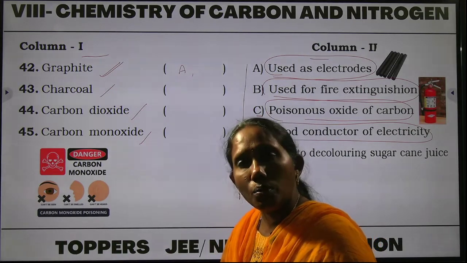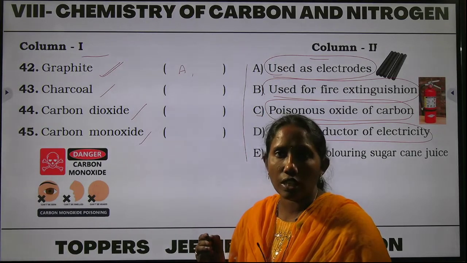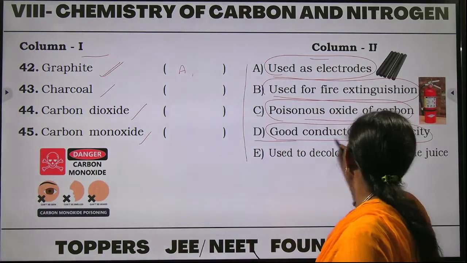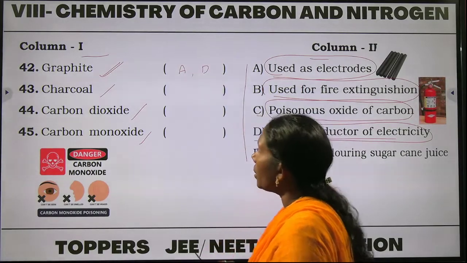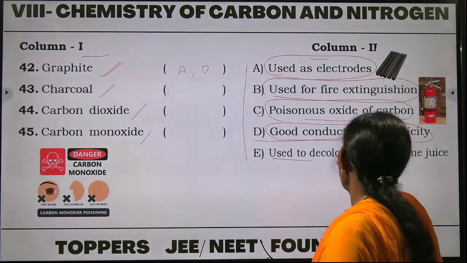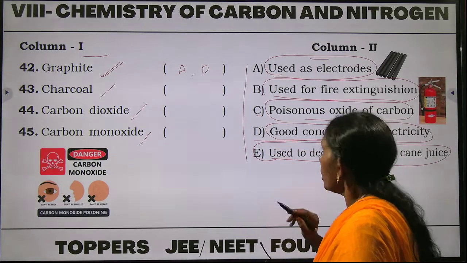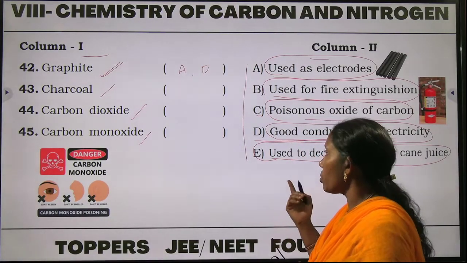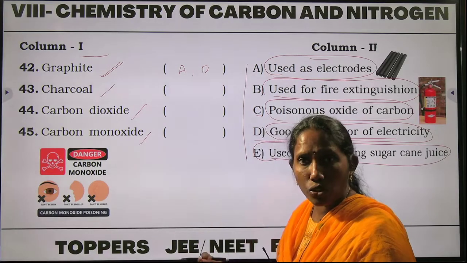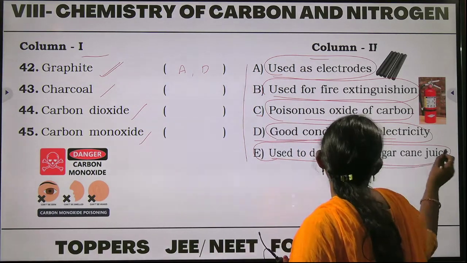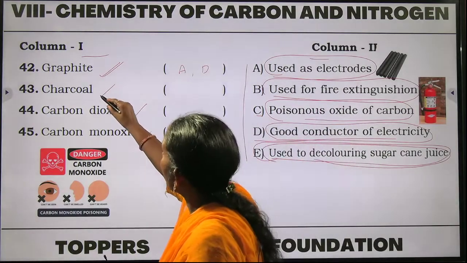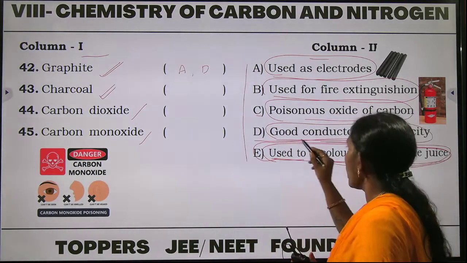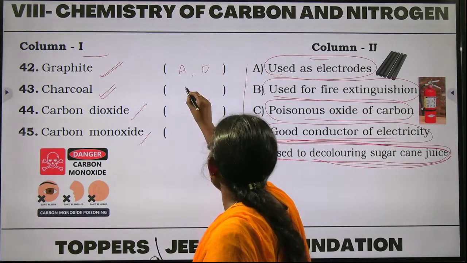Diamond is also an allotrope of carbon, but diamond doesn't have any free electrons in its structure, so it does not conduct electricity. Here graphite is a good conductor of electricity, so D is also correct for graphite. And the E option is used for decoloring sugar cane juice. Graphite will not be used for decolorization of sugar cane juice. Then which one will be used? If you keep some charcoal in the sugar cane juice, that charcoal decolorizes the sugar cane juice. So for charcoal, E is correct.